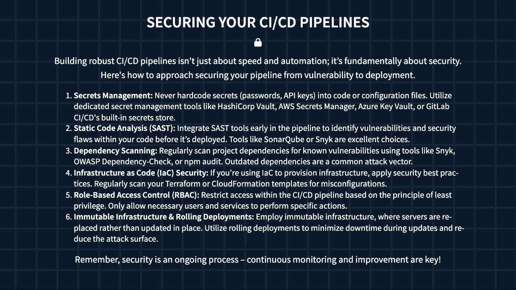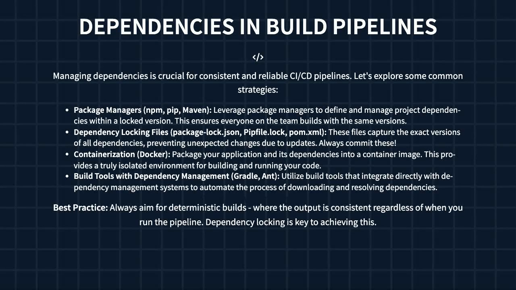When you're managing infrastructure with things like Terraform, pay close attention to those templates and scan them for misconfigurations too. Finally, limit access within the pipeline. Only give people the permissions they absolutely need, and consider using immutable infrastructure and rolling deployments to reduce your attack surface.